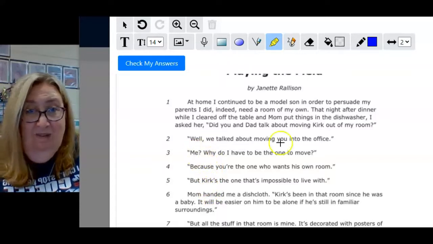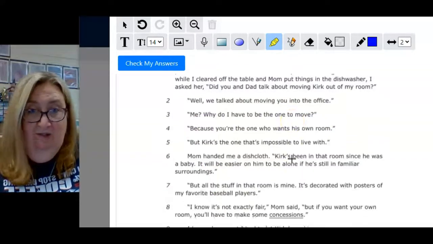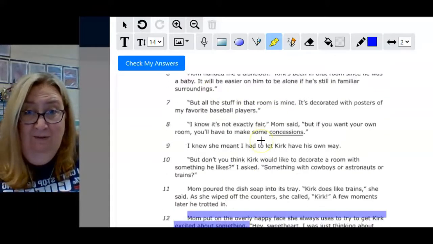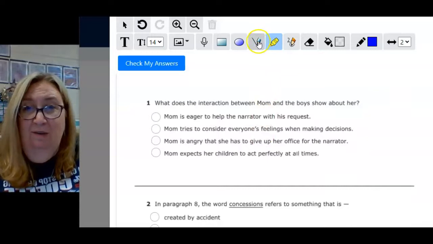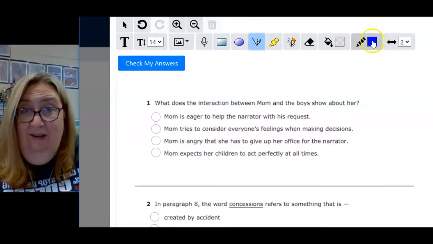She says, we talked about moving you into the office. Doesn't say she's angry about that. It doesn't even say it's her office. So I think that answer is going to end up being a trash answer. So I'm actually going to choose the writing tool instead of the highlight tool, and I'm going to choose red.